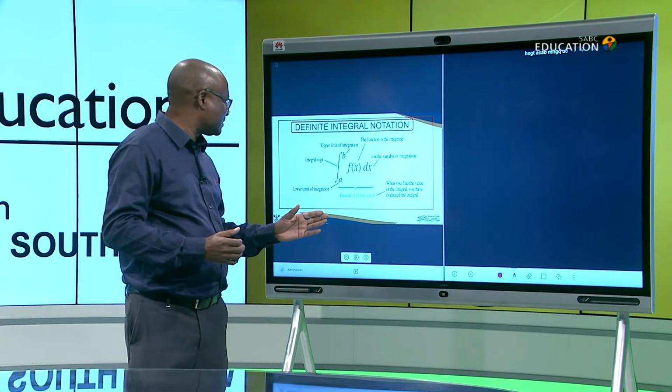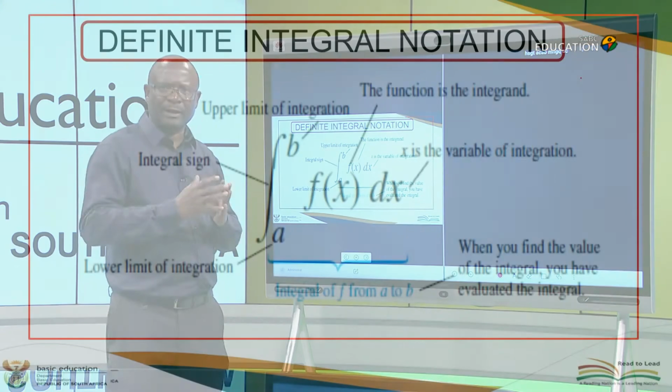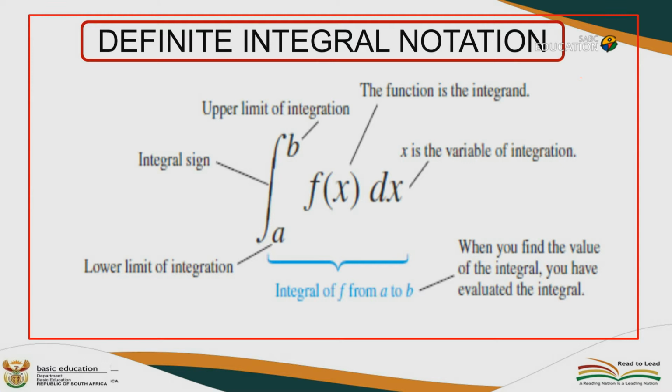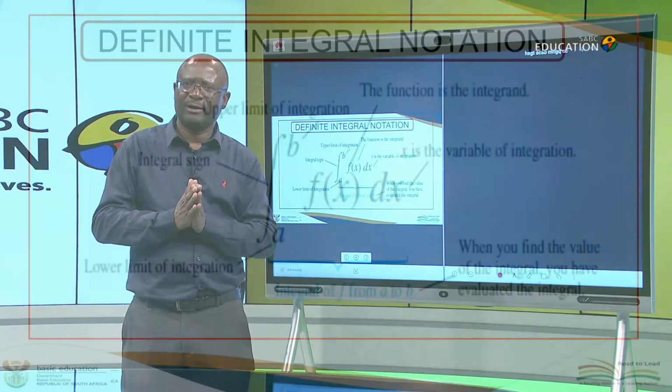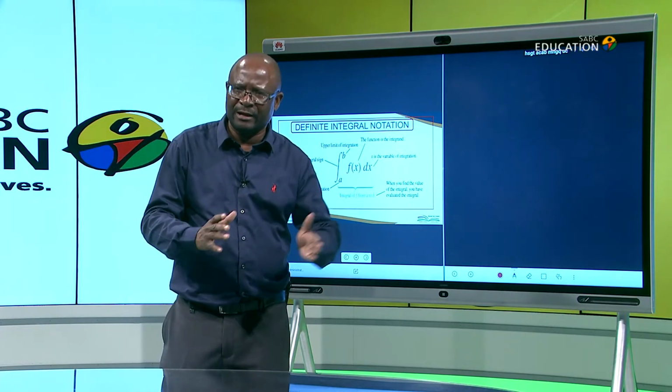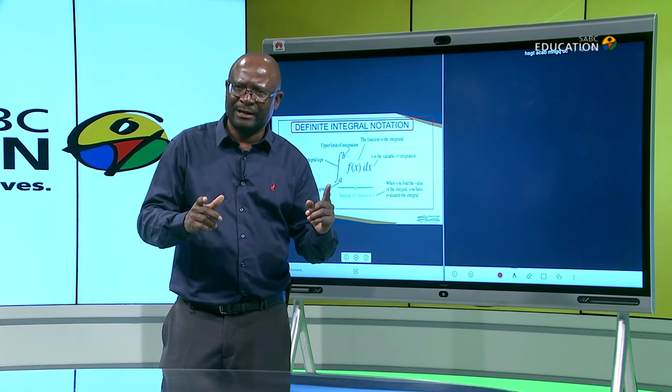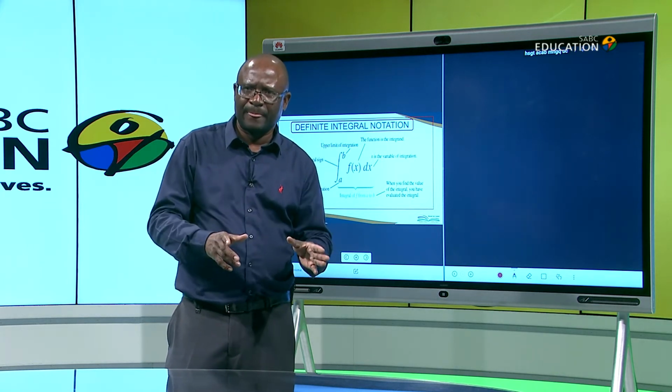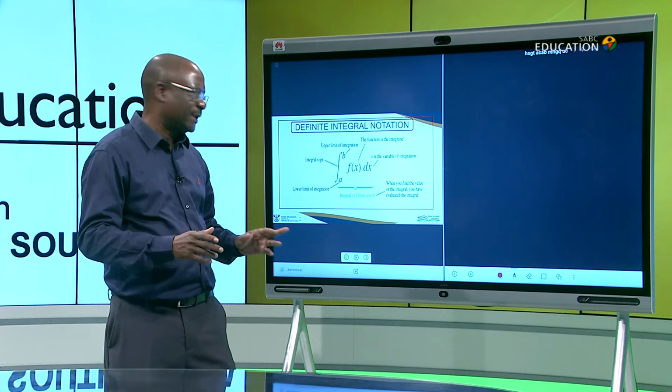Besides those variables, the other important thing is to check your range of the limits, which is your a and b. When you find the value of the integral, firstly, you must determine the integral before you do any substitution of your a and b. Firstly, determine your integral using the rules that we have learned from the previous lesson.